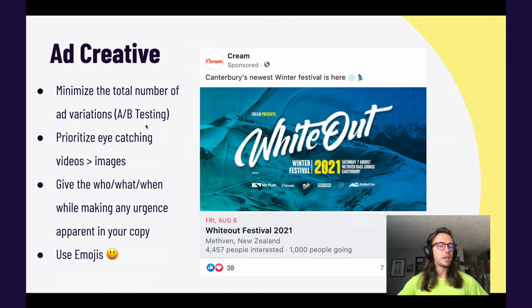And the next variable that we have in terms of our campaign's performance is the ad creative. Now, this is what everybody sees when they're actually scrolling through Facebook or Instagram to go ahead and take a look at the ad creative. Generally, some of the best practices for ad creatives is try to minimize the total number of A/B testing or variations of your ad that you create.